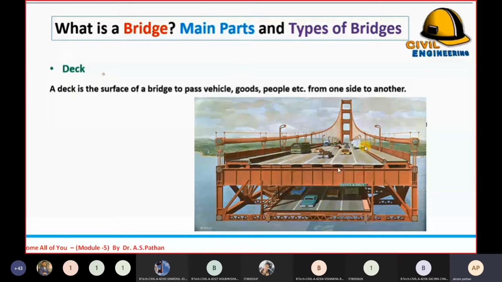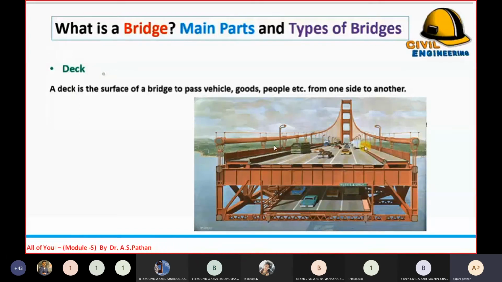So depending upon the importance of the road, it may be constructed for a national highway, or for the state highway, or for the other district road, or the district road, or the village road. So depending upon the importance of the road, we are going to provide the different lanes on the deck also.